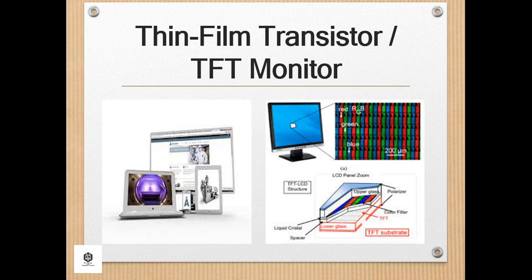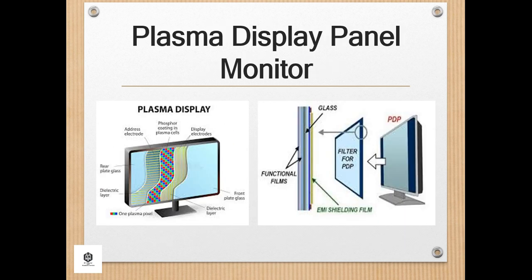Next is the plasma display panel monitor. A plasma display panel is a flat panel display, and mostly it is implemented in television displays. In this technology, two clusters of glass contain a mixture of neon and xenon gases. Various small cells are placed in between those clusters. In this technology, the gas in the cell is electrically converted into plasma.